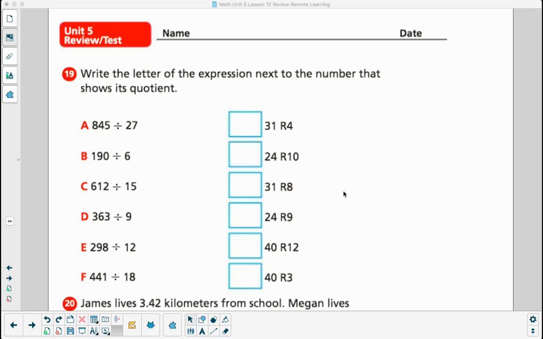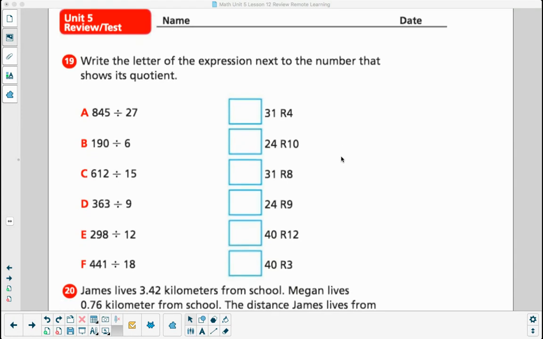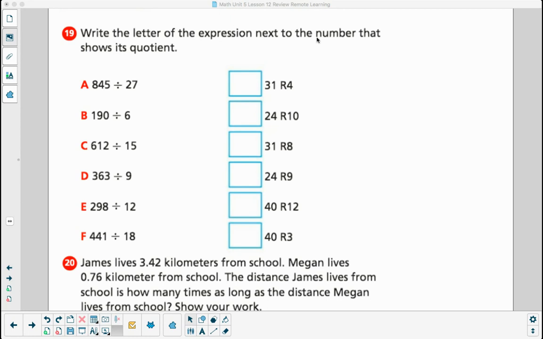Hello, this is Unit 5, Lesson 12 Review, page 237, numbers 19 through 21. Write the letter of the expression next to the number that shows its quotient. These are each expressions. They show a value. All right, so each of these matches with one of these quotients.